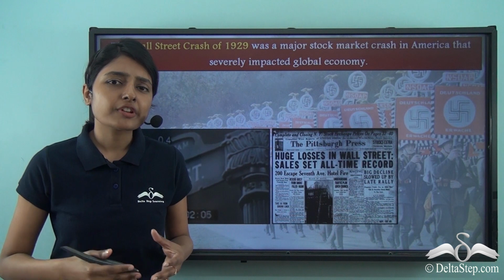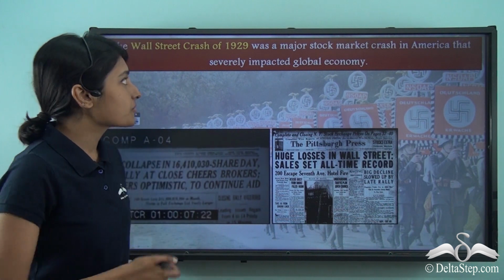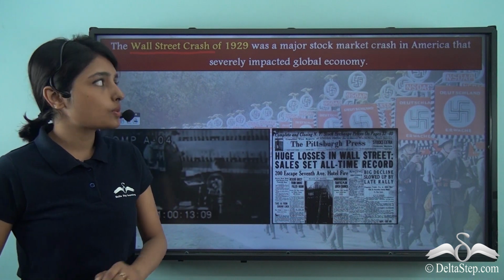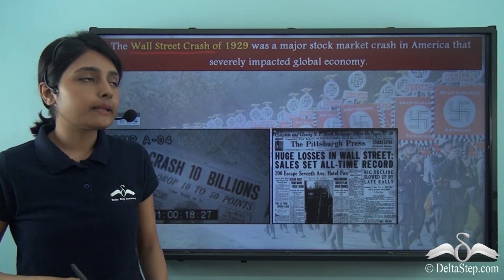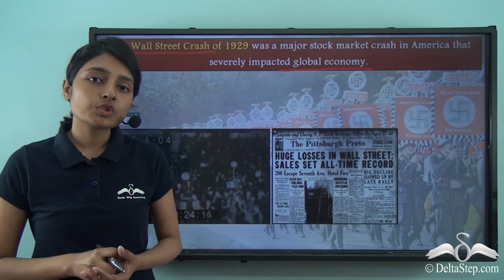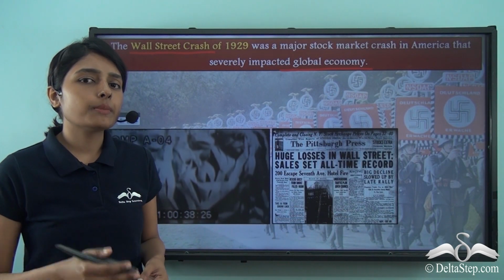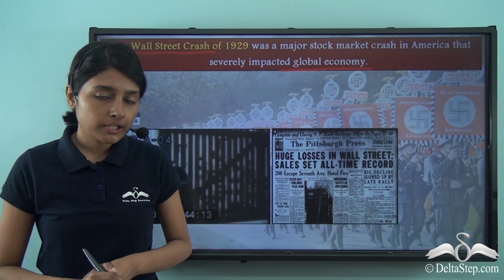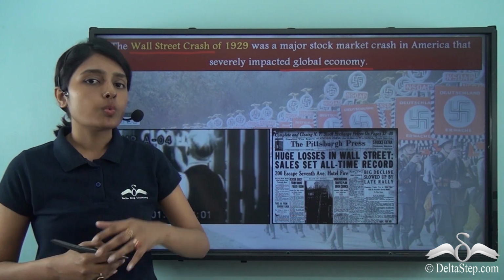But this was a time of economic crisis in not just Germany but the entire world. The Wall Street crash happened in 1929. Now the Wall Street crash of 1929 was a major stock market crash in America, and it severely impacted the global economy, because America played a very crucial role in the global economy. And this huge stock market crash in America, that came to be known as the Wall Street crash, severely impacted the global economy. Economies of different nations were put under severe strain.